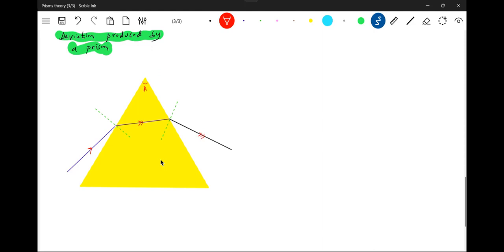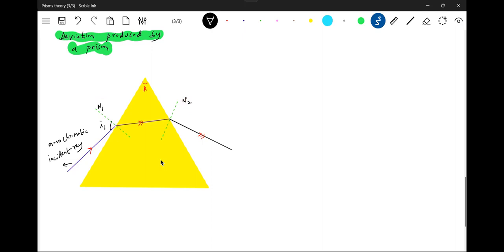So what are the principal sections? I'm again showing a principal section of a triangular prism. What is this diagram? The principal section of a triangular prism. This particular thing is an incident ray. It is monochromatic. What we discuss is a monochromatic incident ray. Let the angle of incidence be I1, and this is the normal N1, this is N2.